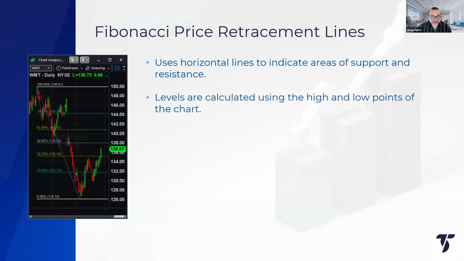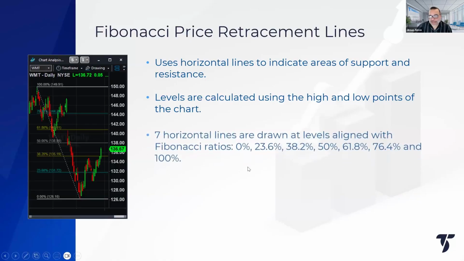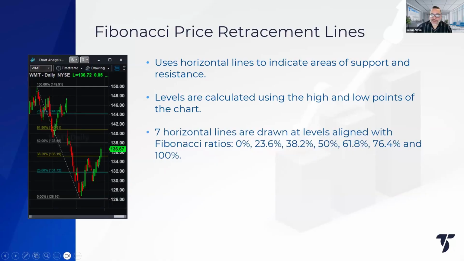The levels are calculated using the high and low points of the chart. By the way, these high and low points of the chart, you decide what they are. And then the Fibonacci tool draws the Fibonacci levels within those levels. And they have to be significant lows and highs on the chart in order for the Fibonacci levels to make some sense. 7 horizontal lines are drawn at levels aligned with Fibonacci ratios: 0%, 23.6, 38.2, 50, 61.8, and 76.4.